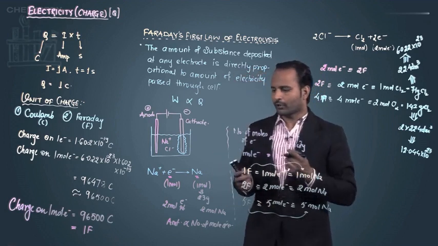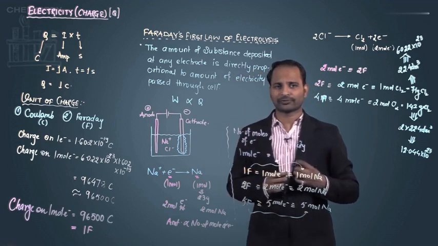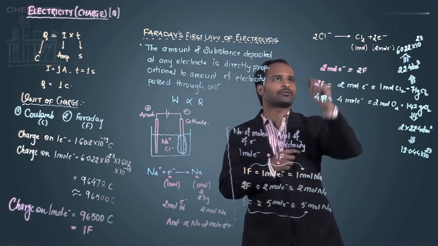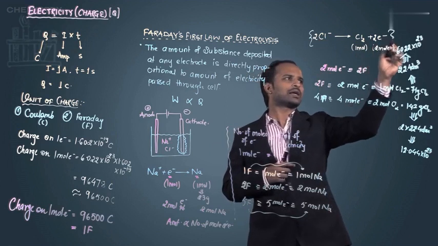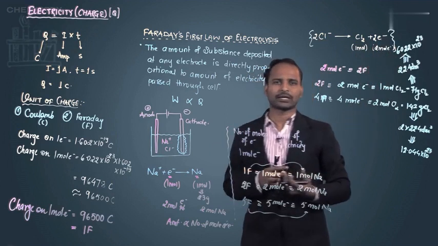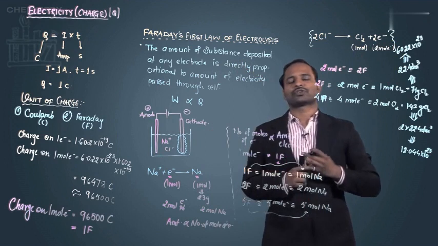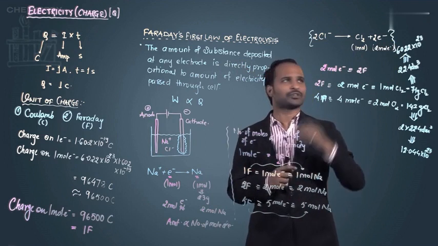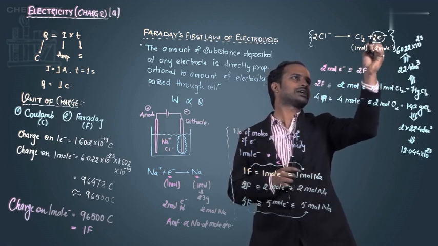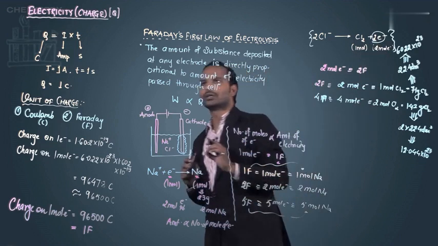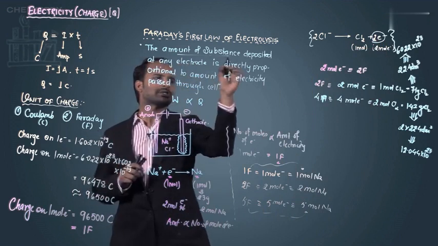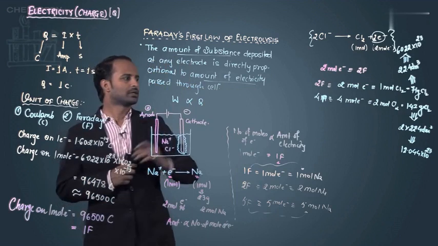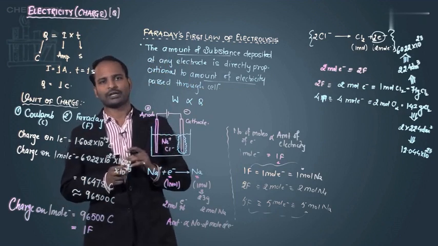So for the deposition of 1 mole of a substance, how much electricity is required, we can conclude from the balanced reaction. From the balanced reaction, we can predict how much electricity is required, which is predicted with the help of the electrons. So in short, the amount of substance deposited is directly proportional to the amount of electricity which is passed through the cell. So this is Faraday's first law of electrolysis.